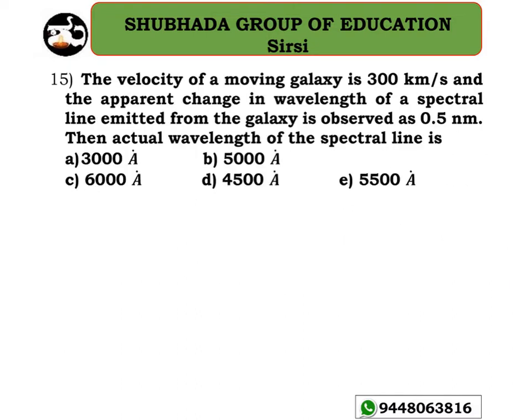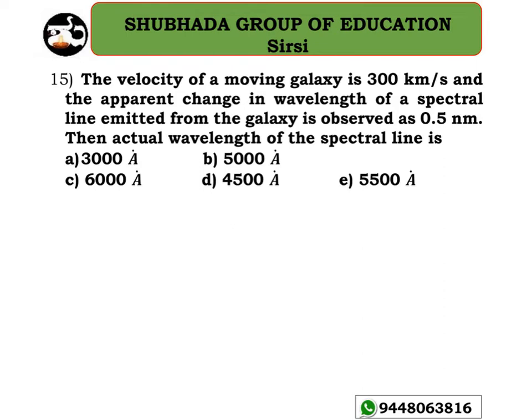The next problem says that the velocity of a moving galaxy is 300 kilometer per second. The apparent change in the wavelength of the spectral line emitted from the galaxy is observed as 0.5 nanometer.